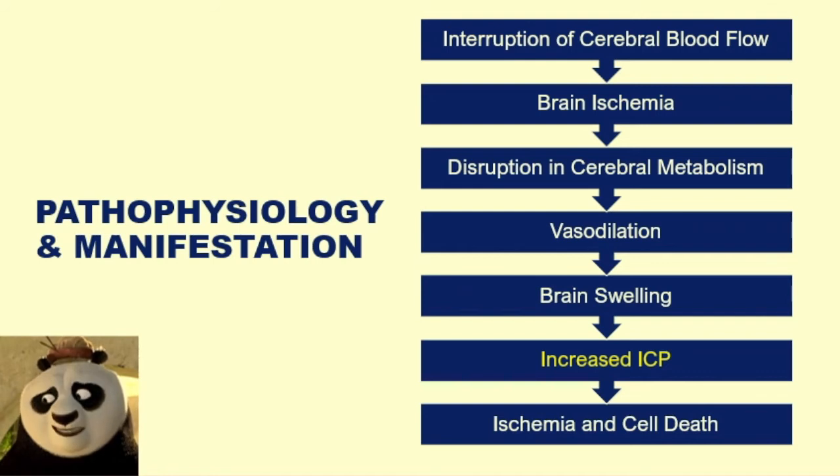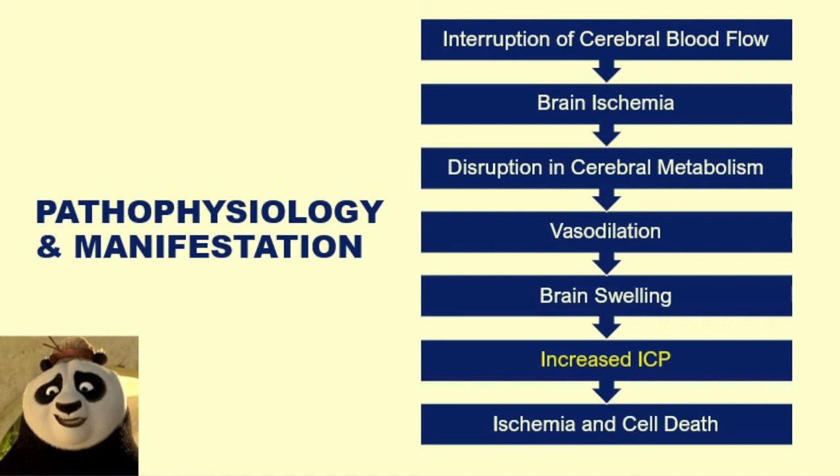Now, let's try to understand the pathophysiology and manifestations of increased intracranial pressure. This may not be true for all the disorders, but this is one explanation why there is an increase in intracranial pressure. One, it can be caused by interruption of cerebral blood flow. Because of that interruption, brain ischemia would occur. In other words, there will be a decrease in oxygen in the brain tissues. That would result in disruption in cerebral metabolism. Because of the disruption in cerebral metabolism, vasodilation would occur.